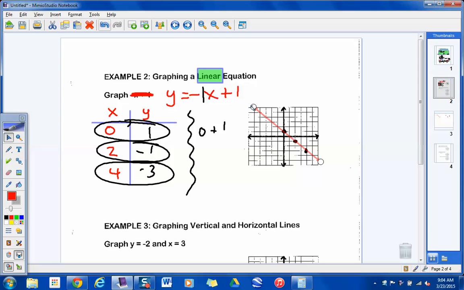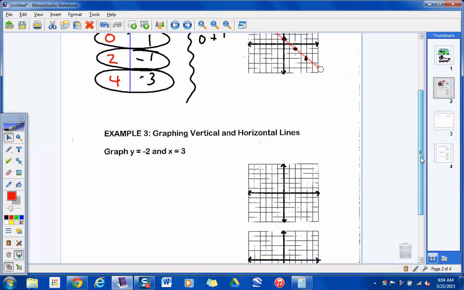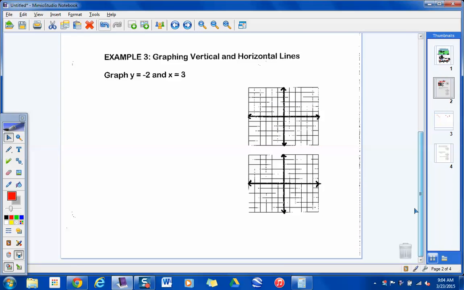All right. I gotta see the last page here quickly. Okay.